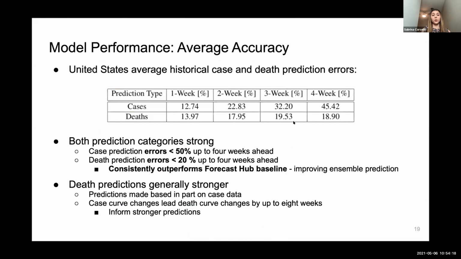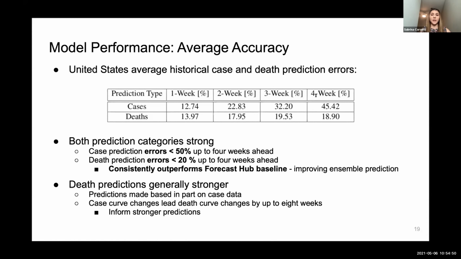Now, breaking down quantitatively what we saw in the previous chart, we see that our predictions for incident cases and deaths in the United States up to 4 weeks ahead, both of these categories are strong. Our case prediction errors up to 4 weeks ahead are less than 50%, and our death errors are less than 20%. In addition, we find that we consistently outperform the forecast hub baseline, which means that we're consistently improving the group prediction being sent to the CDC each week.